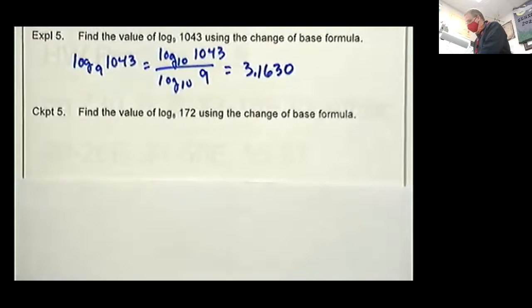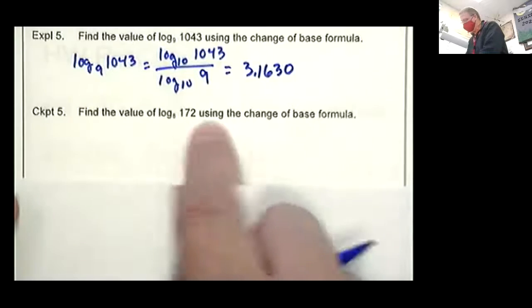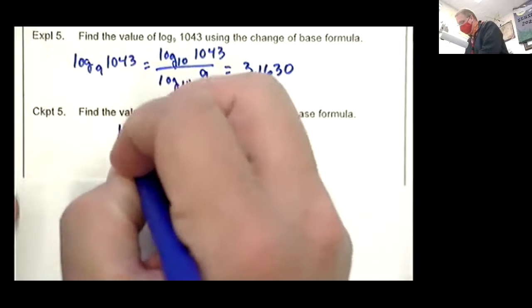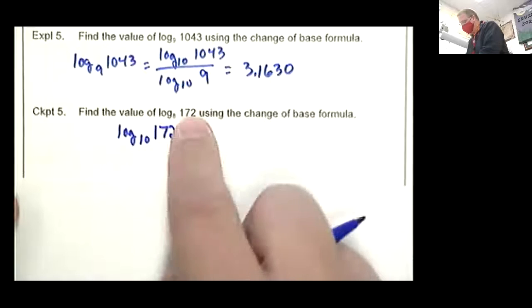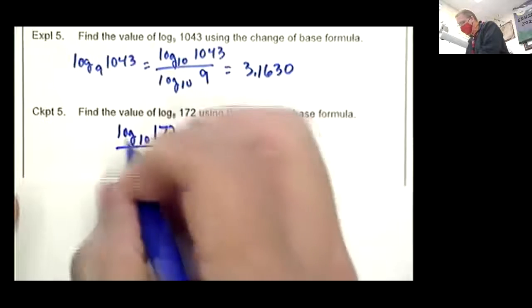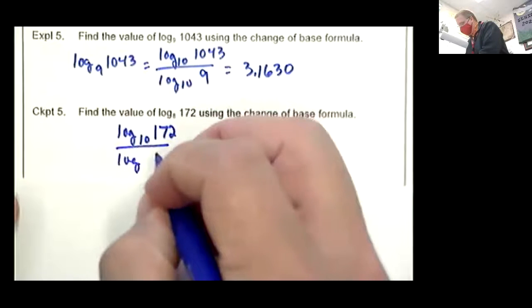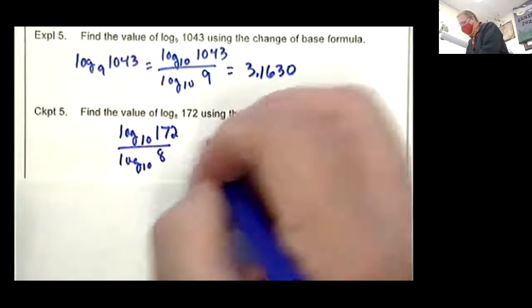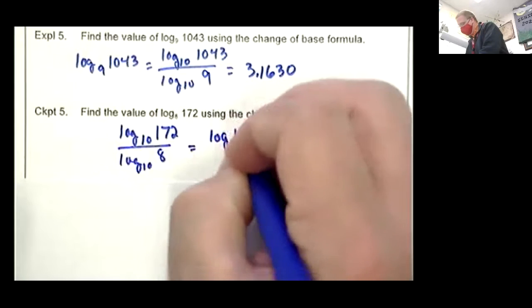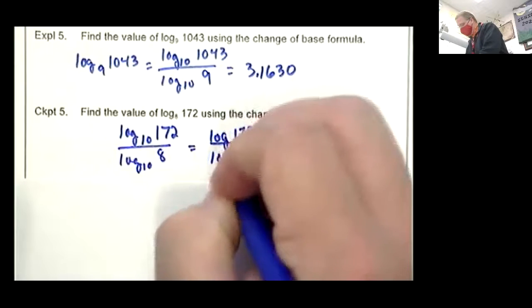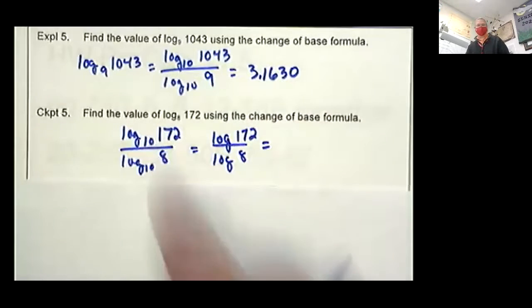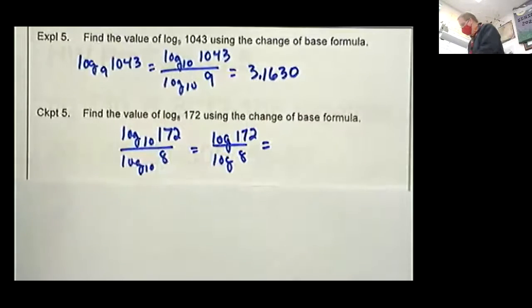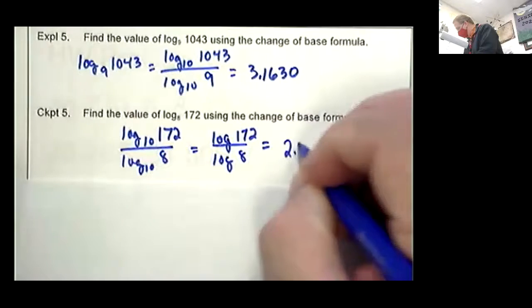So checkpoint 5, find the value of log base 8 of 172 using the change of base formula. So this turns into log base 10 of 172. So the argument will go on the top, and then log base 10 of 8. Again, I didn't need to write the 10s. I could have called this log of 172 over log of 8. Those are the same. But I'm trying to emphasize that I'm just using base 10 here. And we can put that on our calculator, and you get 2.4754.